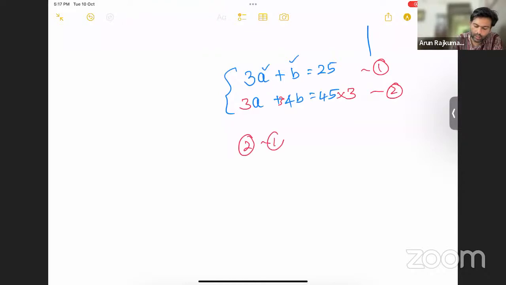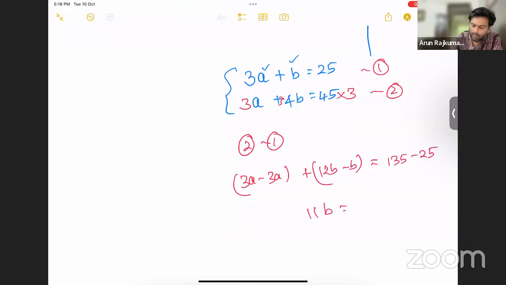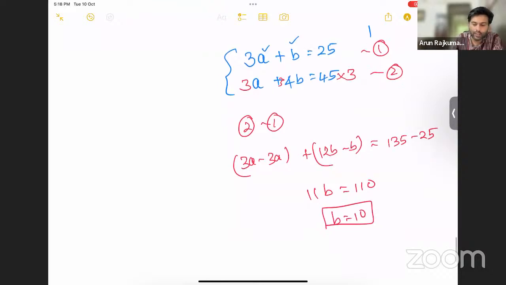So 2 minus 1 would give me 3A minus 3A plus 12B minus B is 45 into 3, which is 135, minus 25. Now this tells me 11B is 110. So B is 10. Well, the price of orange is 10.